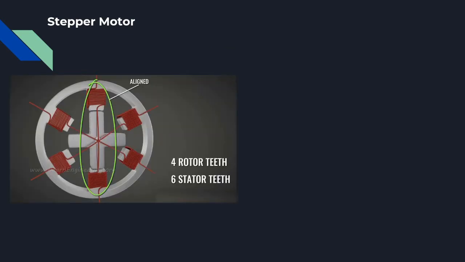Let's take a stepper motor having 6 stator teeth and 4 rotor teeth. If you look at this particular diagram, you can see windings are available in the stator teeth alone, whereas the rotor, probably it will be a permanent magnet. The rotor teeth are aligned to the stator teeth. This provides a path for the magnetic lines of force produced in the stator poles to pass through the rotor poles.